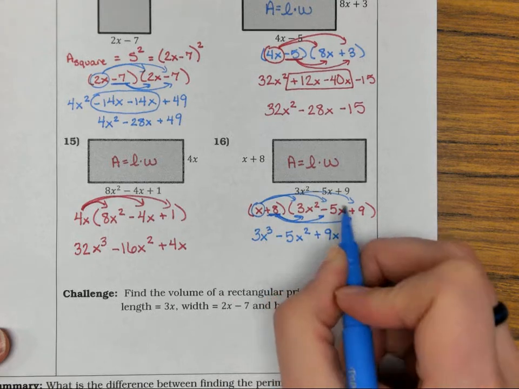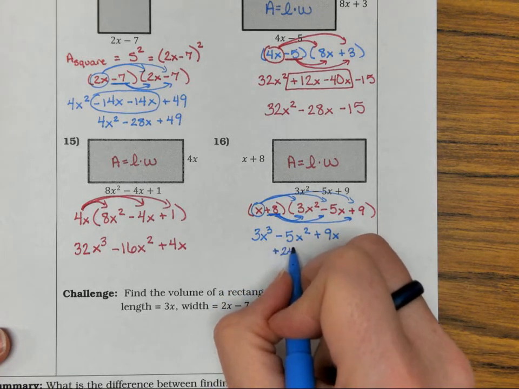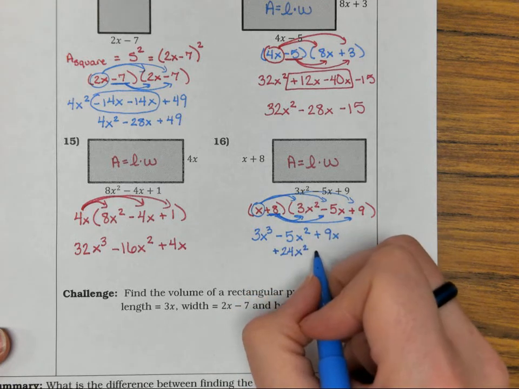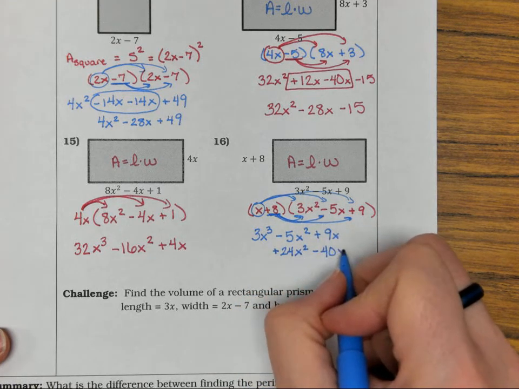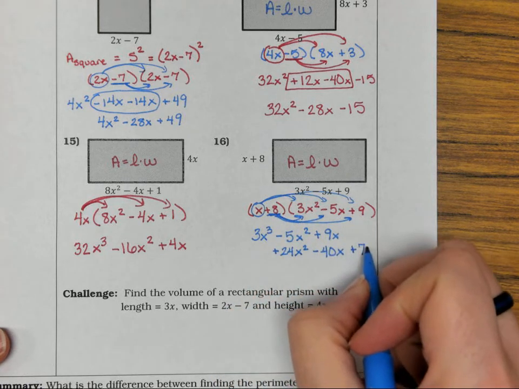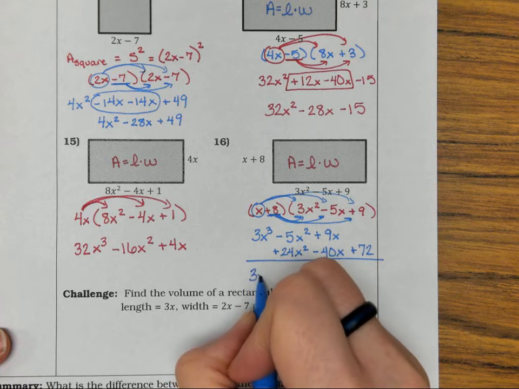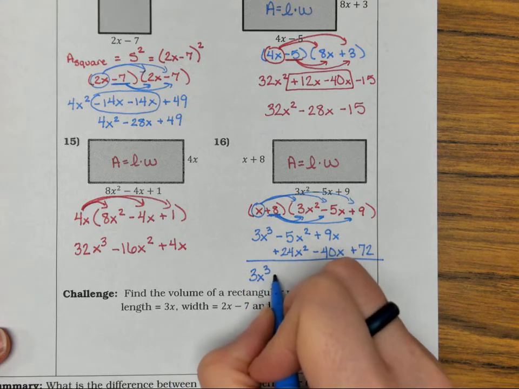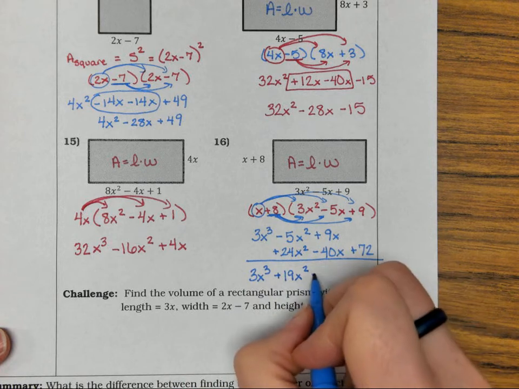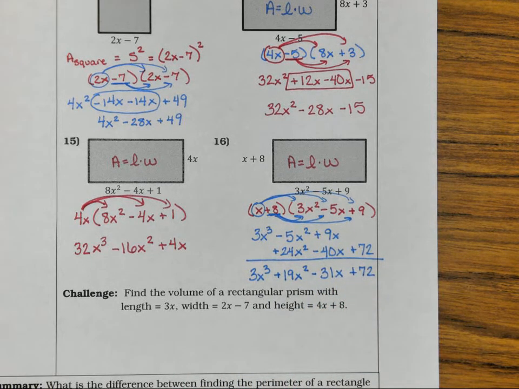And I'm going to line up my like terms. So 8 times 3x squared is a positive 24x squared. 8 times negative 5x is negative 40x. And then 8 times 9 is positive 72. Add straight down, I have 3x to the third power plus 19x squared minus 31x plus 72.